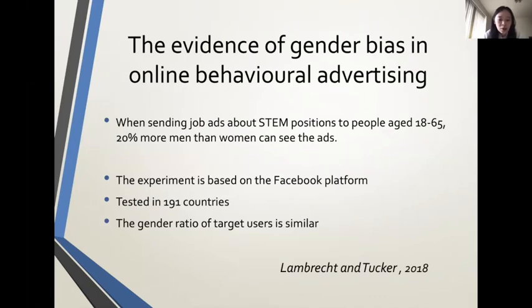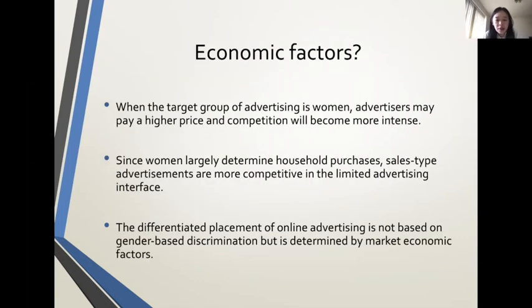So what I mainly want to share today is the underlying cause of this phenomenon. A piece of evidence shows more men than women can see recruitment ads for STEM positions, such as science or engineering careers. This research advertised on Facebook and experimented in 191 countries, for consideration of the social factors between different countries and cultures. The conclusion of this study is that the result is due to economic factors.